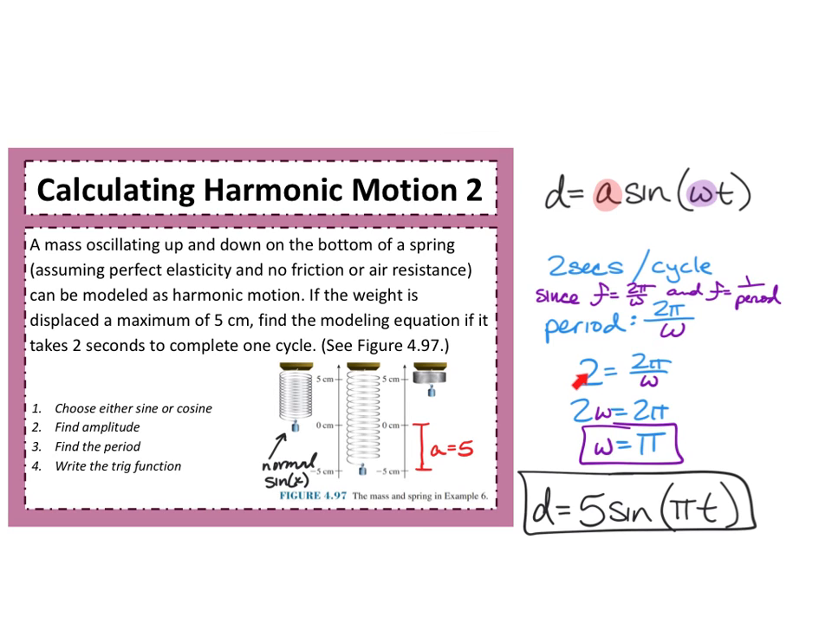So we know that there is 2 seconds per cycle. That's the period. It takes 2 seconds to go a full cycle. And a cycle is the period. So if we have 2 pi divided by omega equal to 2, then if we solve for omega, we get pi. So the formula here is d equal to 5 times the sine of pi t, the displacement and the angular velocity.